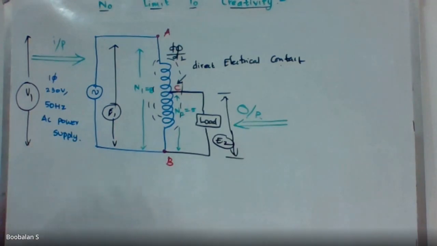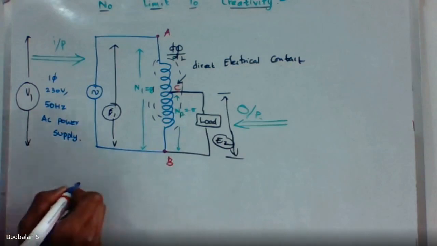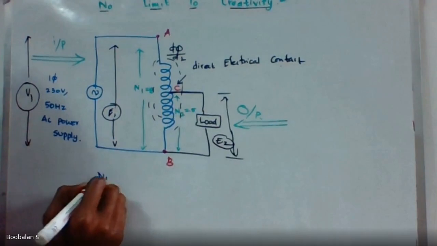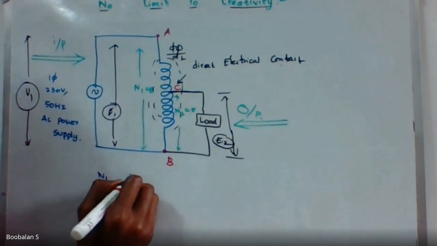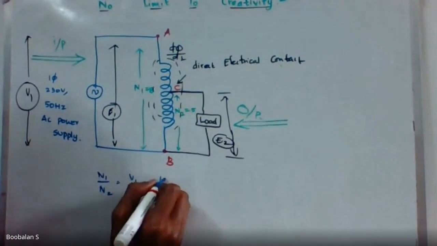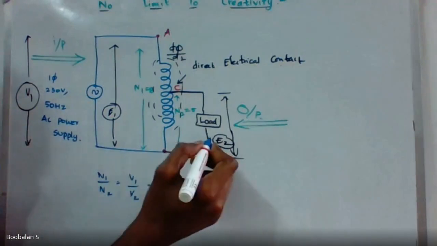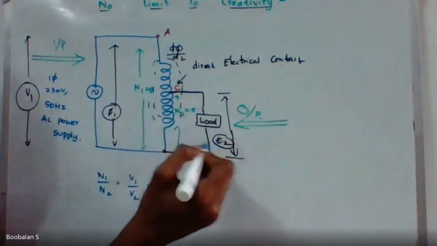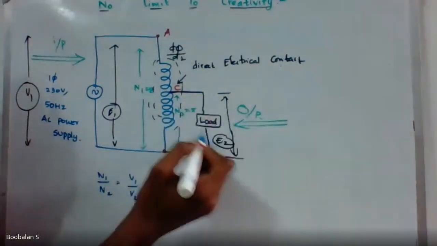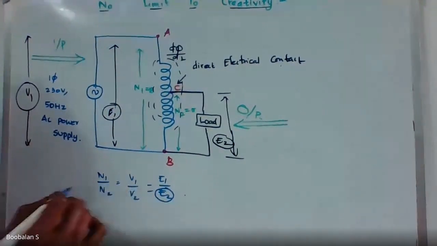Now the same transformer ratio will be applicable. We already discussed it, right? The transformer ratio: N1 by N2, V1 by V2 is equal to E1 by E2. That is the transformer ratio we have discussed. Now I'm going to find out how much voltage is built up on my secondary side. So I need to find out E2, right? For that purpose, I'm going to rearrange it.